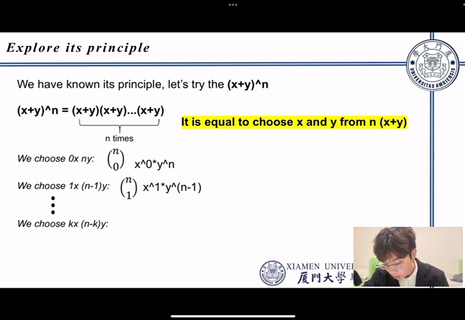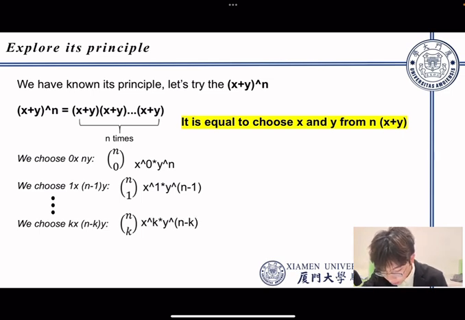What about when we choose 2, 3, 4, 5, 6, we choose k. k can represent any number, where k is a positive integer and k is smaller than or equal to n.